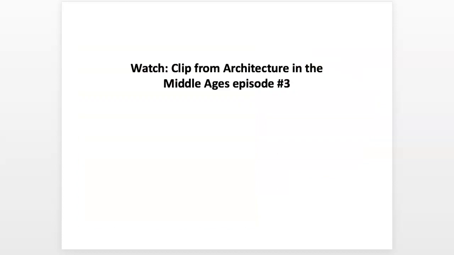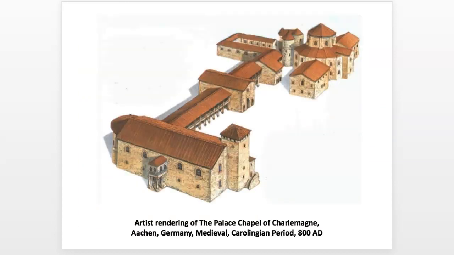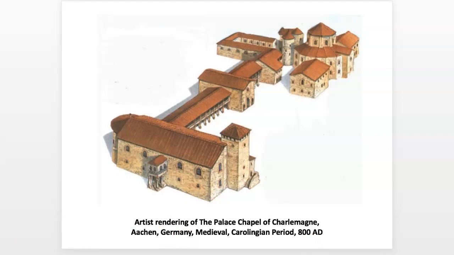So that's very interesting to me. We're going to look at the Palace Chapel of Charlemagne in Aachen, Germany. It's from the medieval Carolingian period, 800 AD. The architect of this place was Otto Metz. This is a drawing of it. He was an architect who lived during Charlemagne's reign and in the Carolingian Empire, obviously.